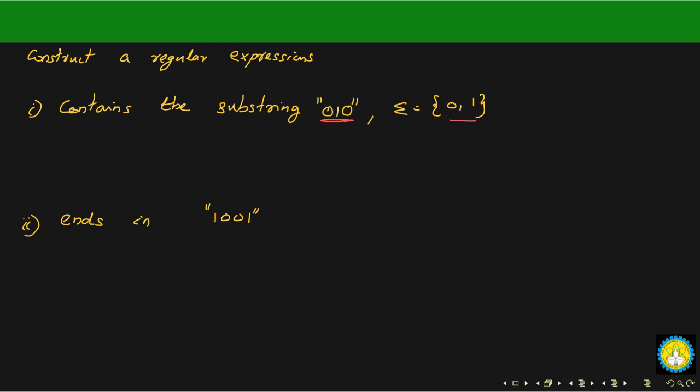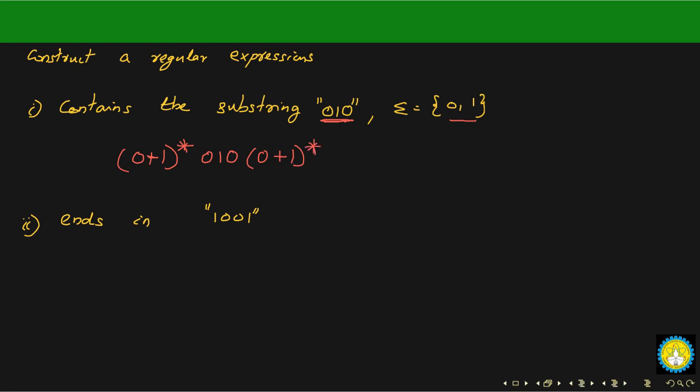Okay, so it essentially means that you can see anything in the beginning. That is, 0 or 1 any number of times, or not even once. And then you can see 0, 1, 0, followed by anything else, (0 + 1)*. So this would be the answer.